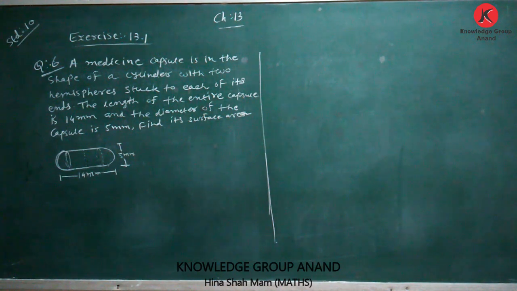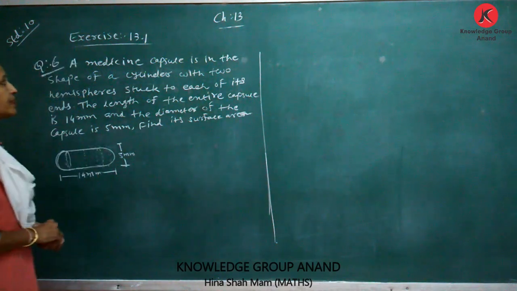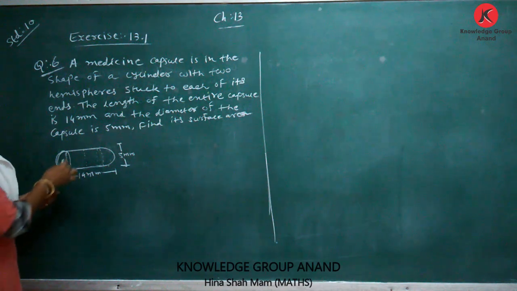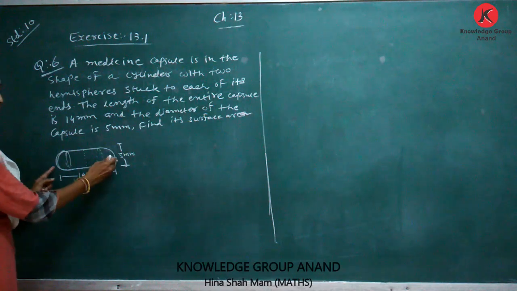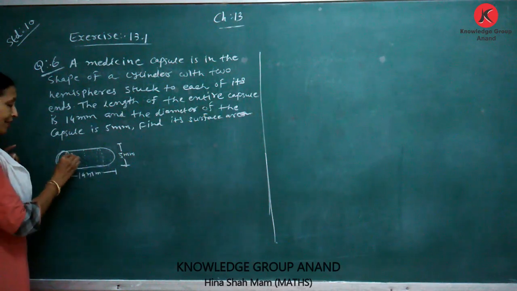Now question number 6. A medicine capsule is in the shape of a cylinder with two hemispheres stuck to each of its ends. The length of the entire capsule is 14 mm and the diameter of the capsule is 5 mm. Find its surface area. In this figure, the capsule is 14 mm in total length.